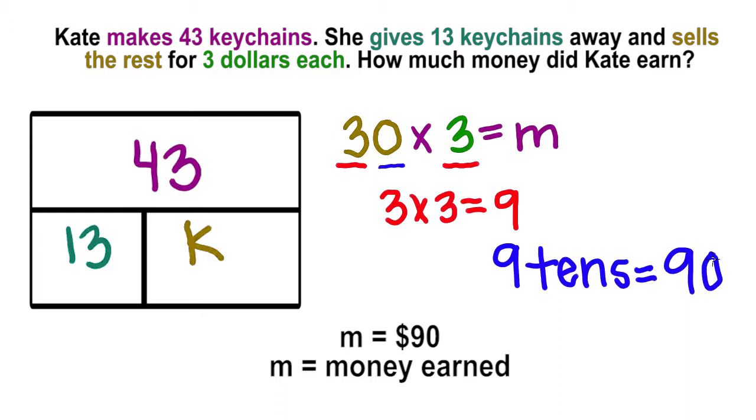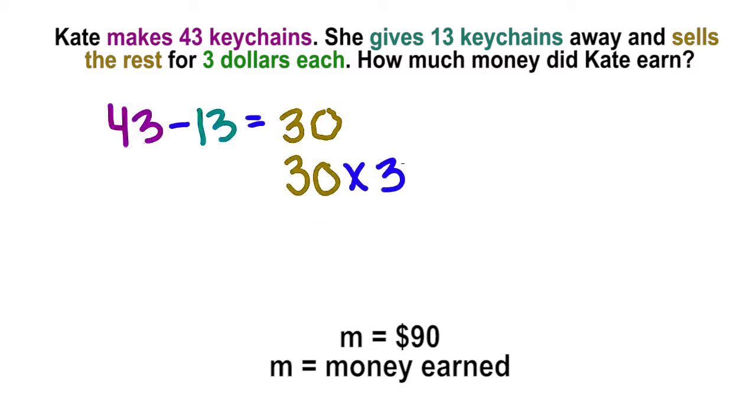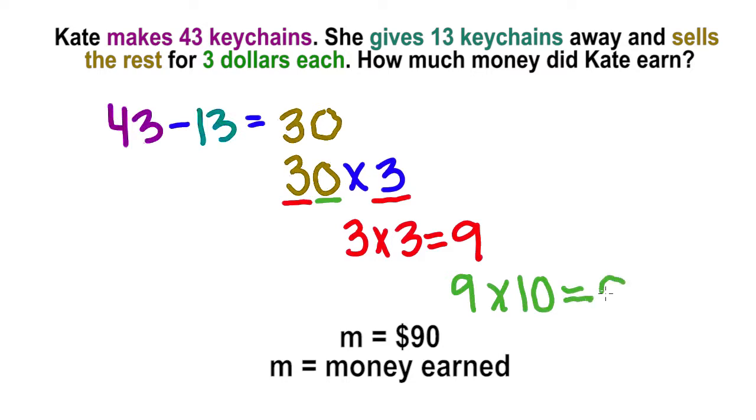Let's take a look back to ensure our answer is reasonable. Kate had 43 keychains, she gave away 13, and sold the remaining 30 for $3 each. I can multiply 3 times 3 to total 9, multiply 9 times 10 to show $90. Kate earned $90. This justifies my answer.